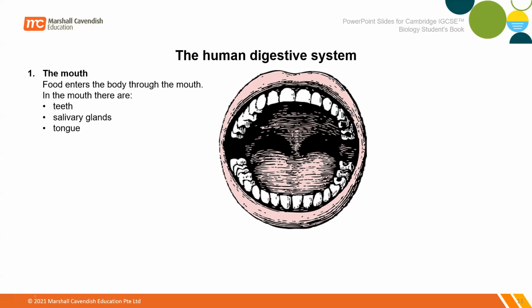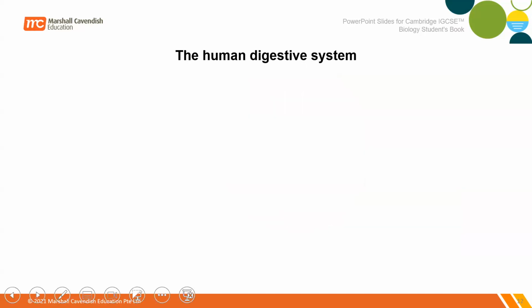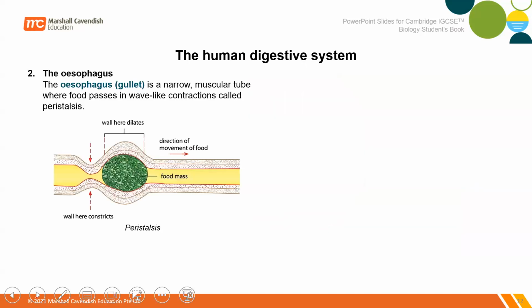The alimentary canal starts with the mouth. It contains teeth and salivary glands. We have some salivary glands beneath the tongue, and we have the tongue itself. Okay, so this is the mouth. I'm not giving you all of the materials needed. This is just an introduction to the digestive system.